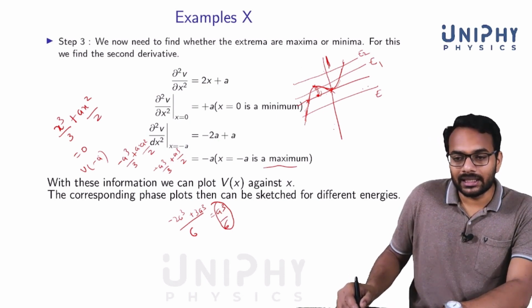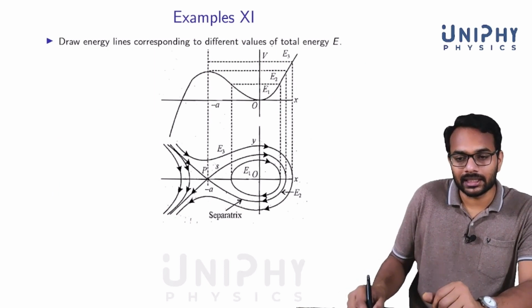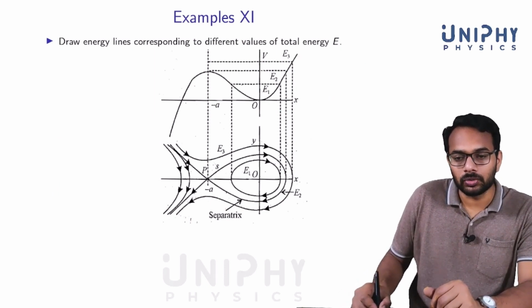So we see that within this region, E1 is greater than V along all these points. So this region is actually allowed, and it will be bound states, because you'll see that there will be ellipses in here. That's exactly what we have here for E2. This is the energy line corresponding to E2.